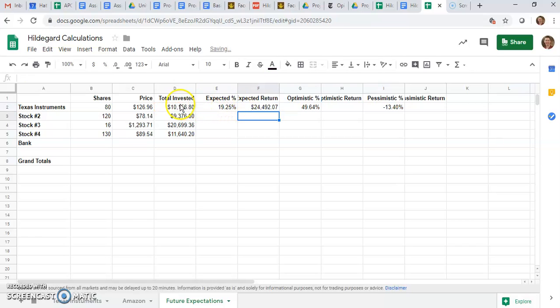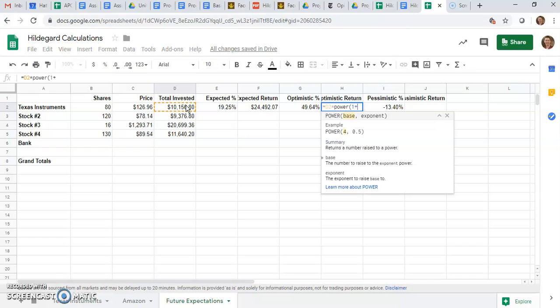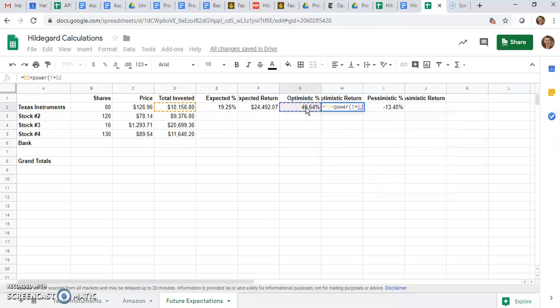And you'll see that the expected is that this $10,000 is going to grow to $24,492. Not bad. So optimistically, we'll say the same thing, equals the starting amount times power 1 plus the rate, but in this case we're going to use the 49.64 rate and take that to the 5th power. It's going to grow quite a bit more.